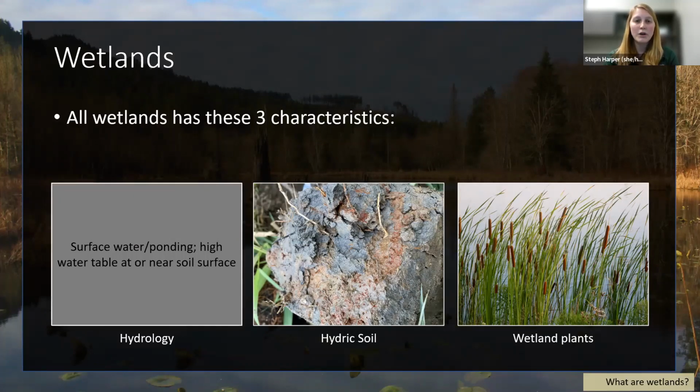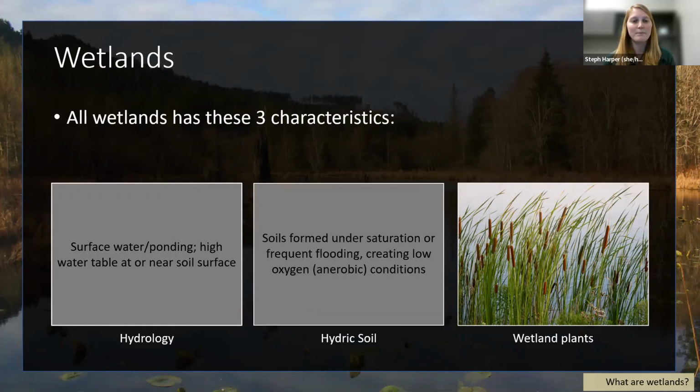And this water creates a low oxygen condition, or anaerobic condition, that allows these hydric soils to form. And that's just a fancy way of saying these very specific soils that form in our wetlands.